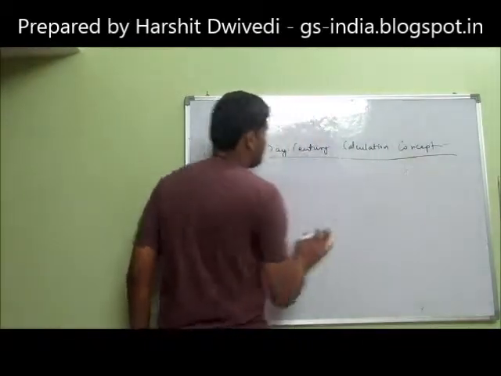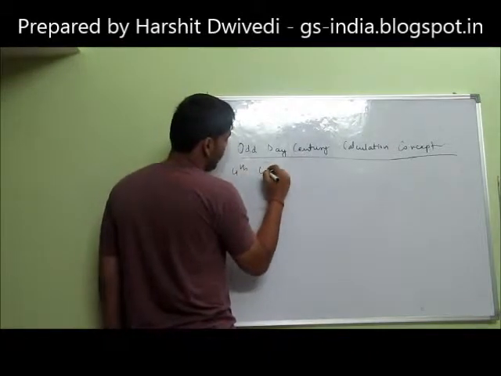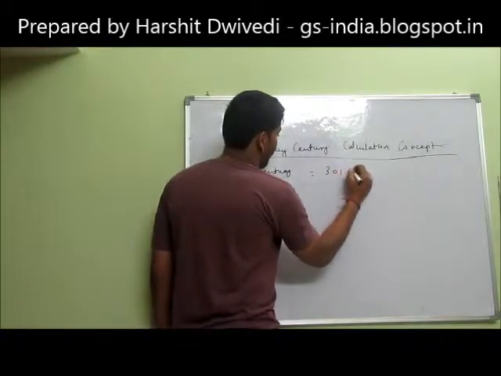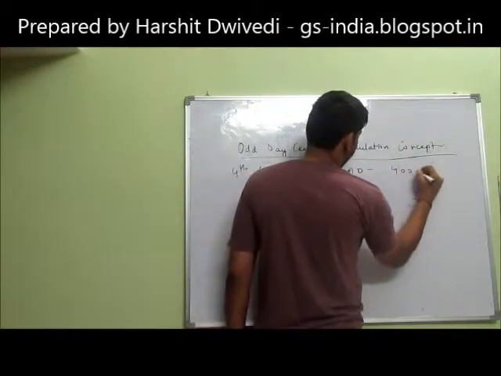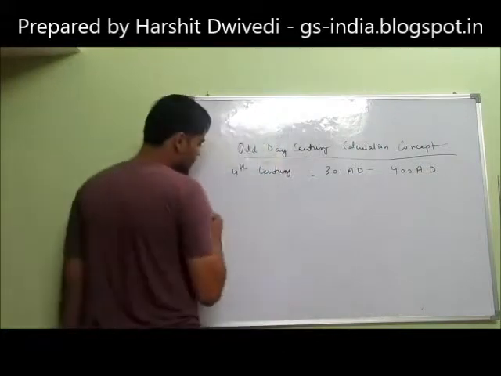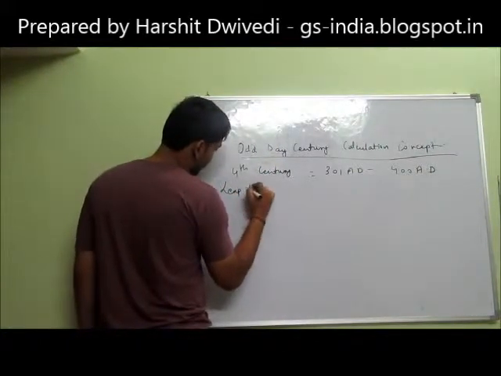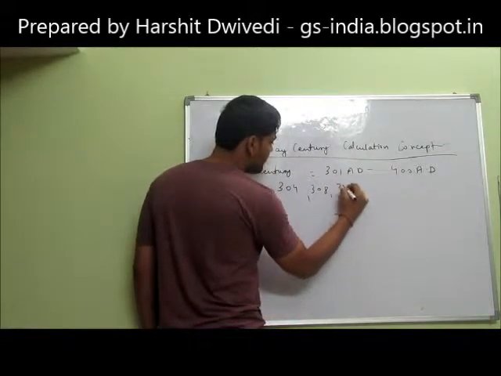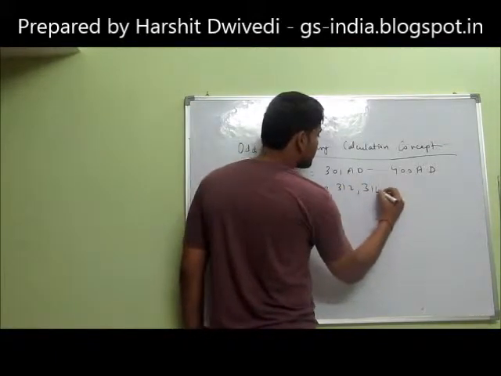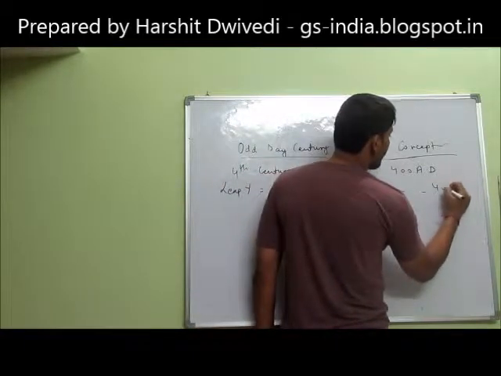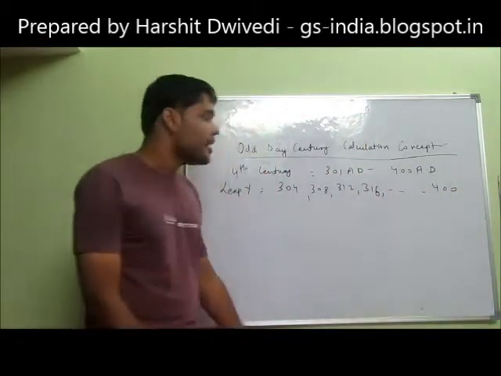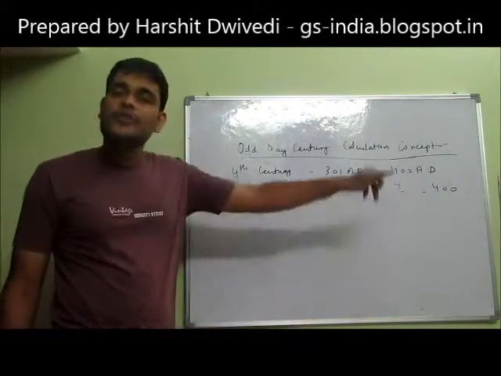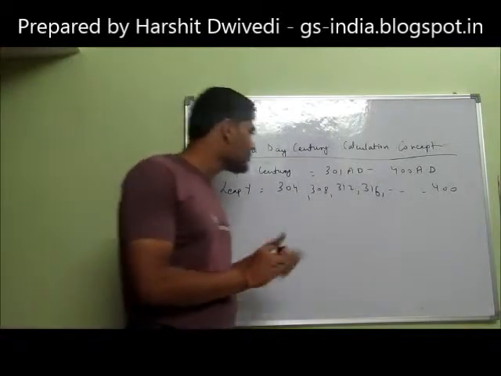Have a look. 4th century. I am going to jot down the leap years in it: 304, 308, 312, 316, and so on to 400. Now 400 will be counted because this century year is divisible by 400 and therefore it is a leap year.